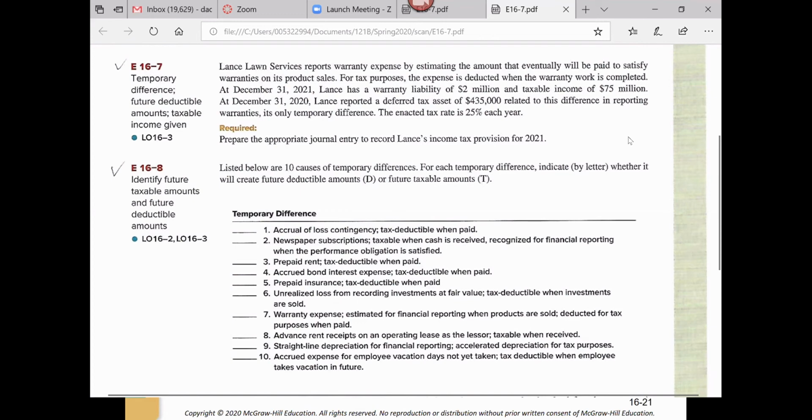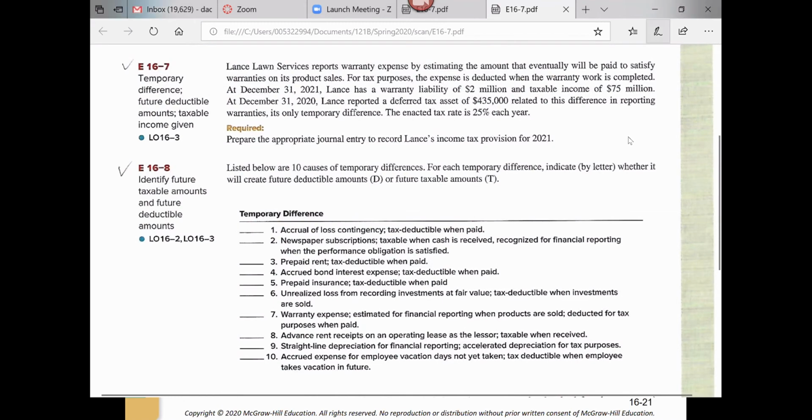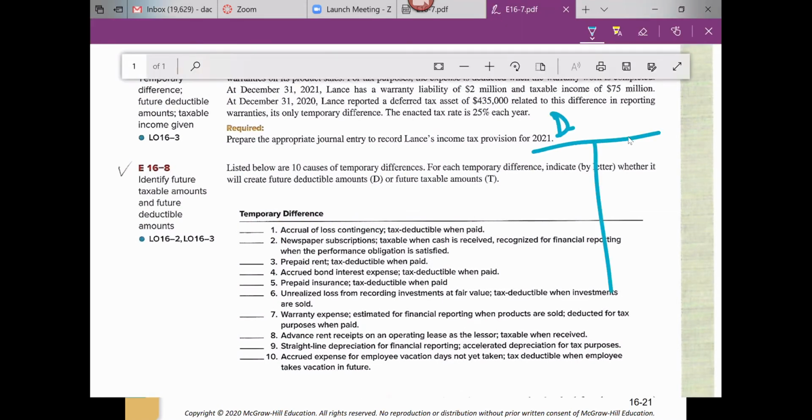This question does not start from the initial year. It starts in the middle. So you already have that situation. We talked about warranty expenses, so you already have those deferred tax assets. The deferred tax assets have a balance of $35,000. That's given. It's coming from the previous years.